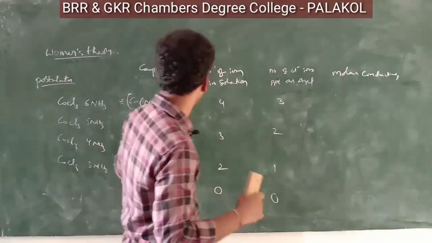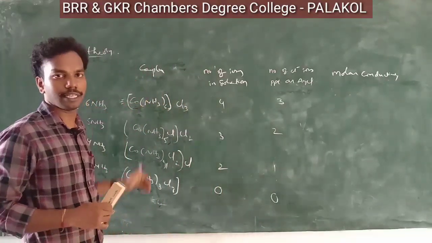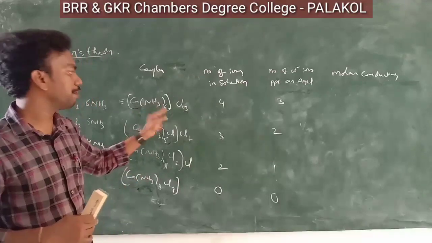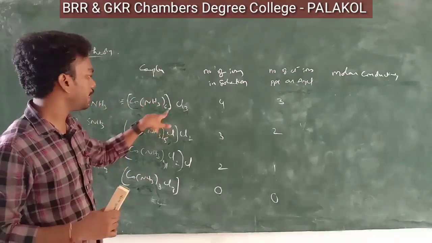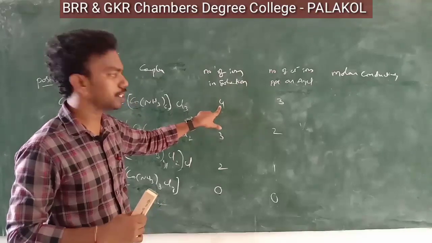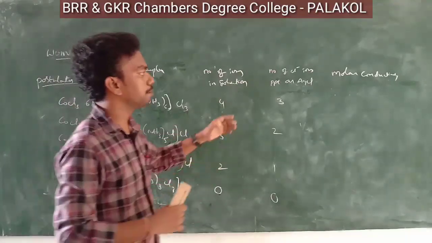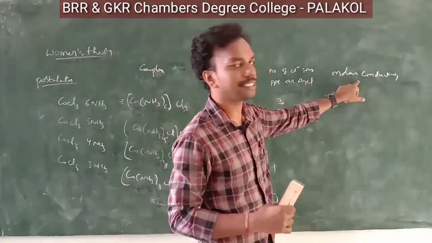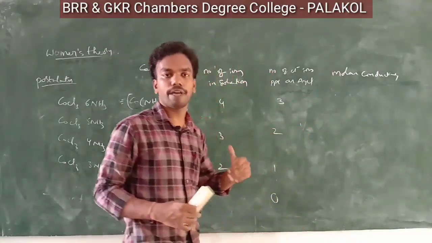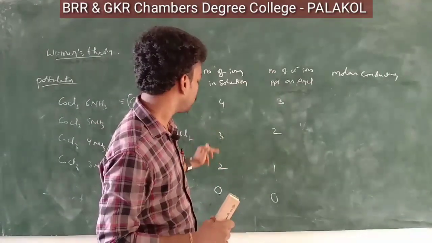Okay. So if you compare the molar conductivity of all these four complexes, which one has more molar conductivity? Absolutely the first one, because here we have 4 ions in aqueous solution. So here 4 ions, 3 ions, 2 ions and no ions. What I told you: conductivity is nothing but flow of ions. If the number of ions increases, conductivity increases. So here 4 ions, 3 ions, 2 ions and 0.